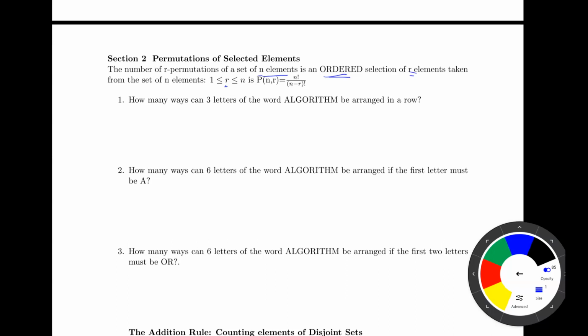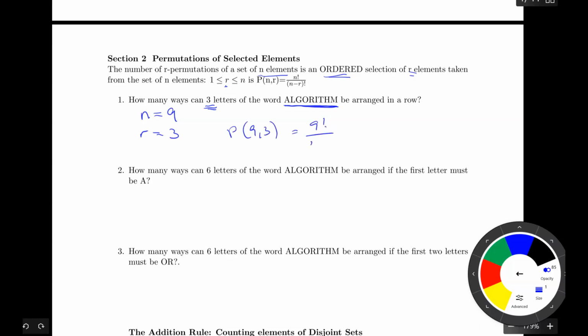So if I have the letters of the word algorithm, and I count the letters of the word, I have 9 letters moving around. So how many ways can 3 of the letters be arranged in a row? So my r is 3. So that's the permutations of 9 and 3.